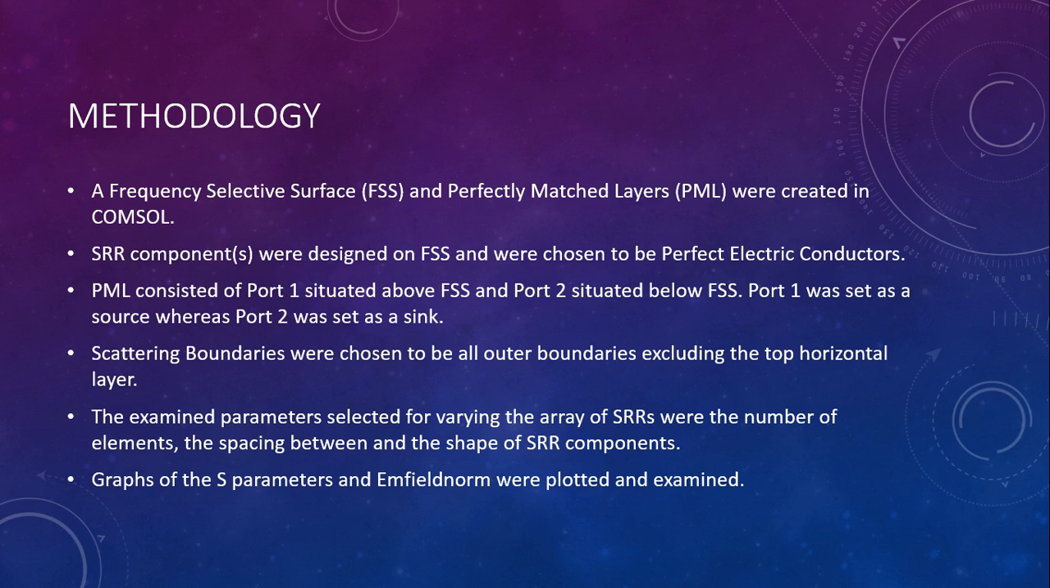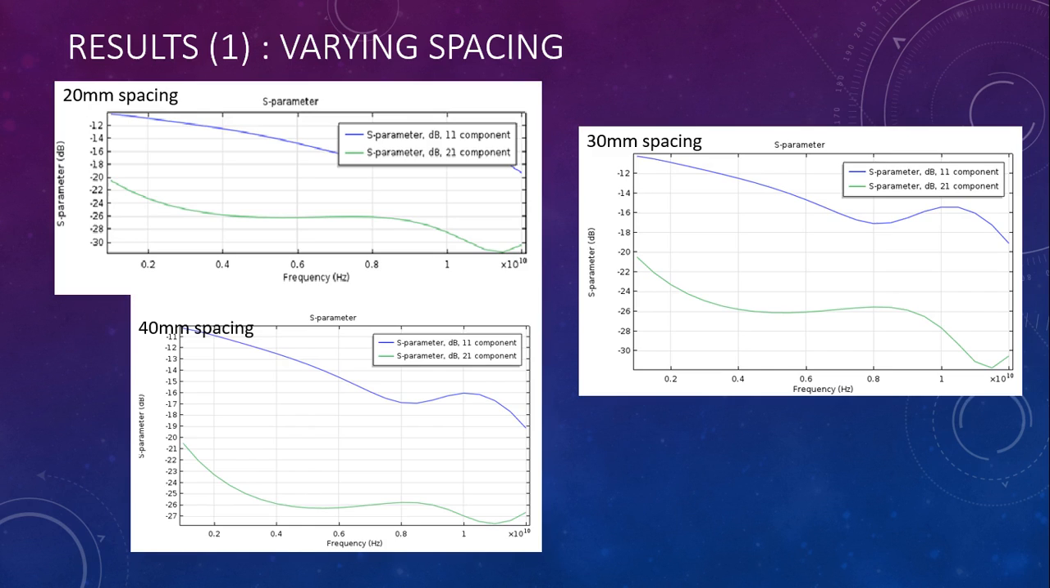The scattering boundaries were chosen to be all the outer boundaries except the top horizontal layer. This is where the RF energy is to be radiated from. The parameters selected were the number of elements, the amount of distance between each split ring, and the shape of the SRR components. The S parameter plots and EM field norm diagrams were examined.